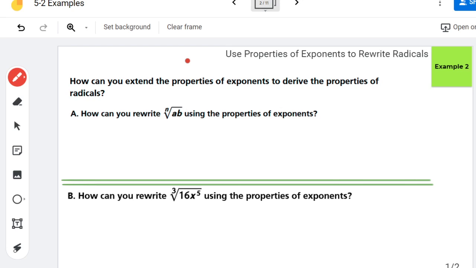Now, y'all, I think they're overcomplicating this a little bit with Savvas. I'm not judging, but just so you know.